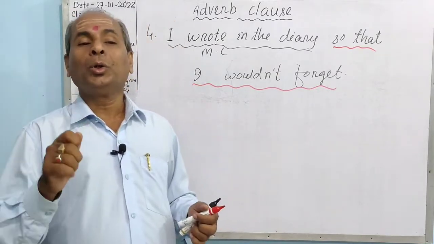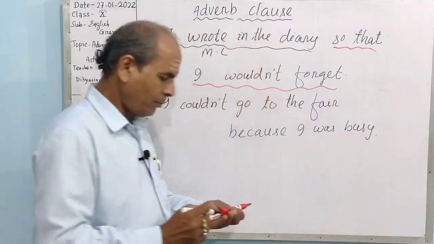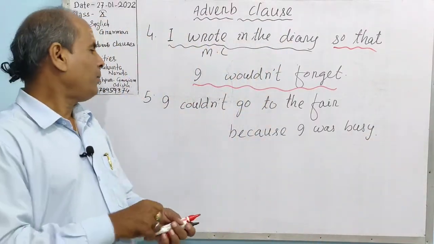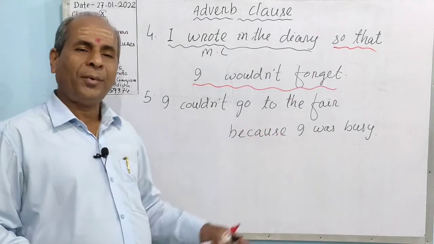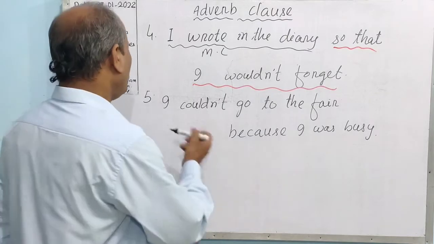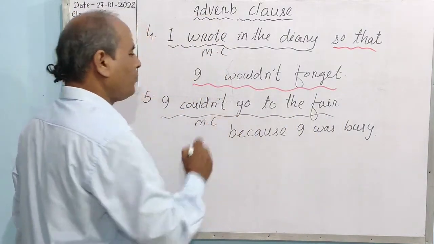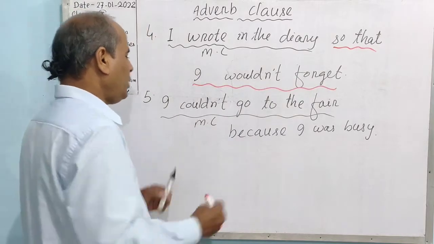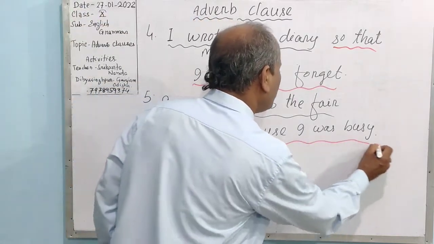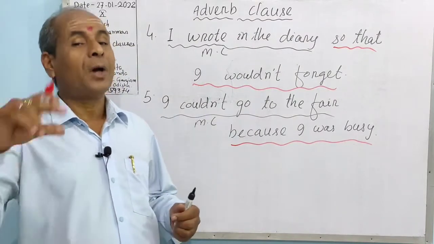I couldn't go to the fair because I was busy. You see here, I couldn't go to the fair because I was busy. This is the main clause: I couldn't go to the fair. Because I was busy, you see this part. Why couldn't you go to the fair? Because I was busy.